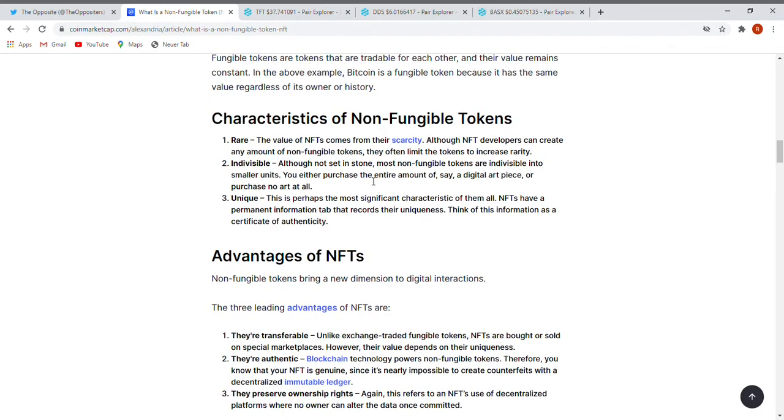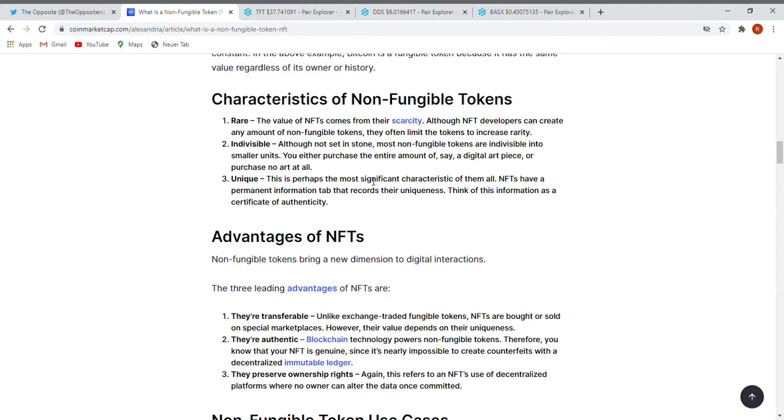Well, that's right. Characteristics of non-fungible tokens. Rare. The value of NFTs comes from their scarcity. Although NFT developers can create any amount of non-fungible tokens, they often limit the tokens to increase rarity. Indivisible, although not that set in stone. Most non-fungible tokens are indivisible into smaller units. You either purchase the entire amount of, say, a digital art piece or purchase no art at all. Unique, and that's the most epic point. This is perhaps the most significant characteristic of them all.